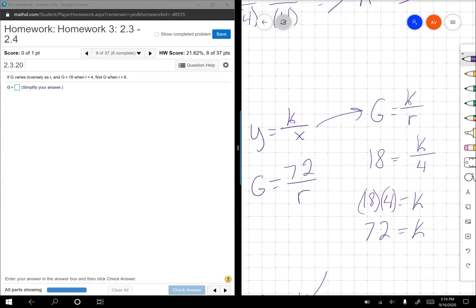They say, okay, do you write the equation? No, they actually give you an R and they say find the G. Just find whatever the G would be that matches up when the R is 6. So we say G equals 72 divided by 6, and we go ahead and divide that. And so G equals 72 divided by 6 is 12.